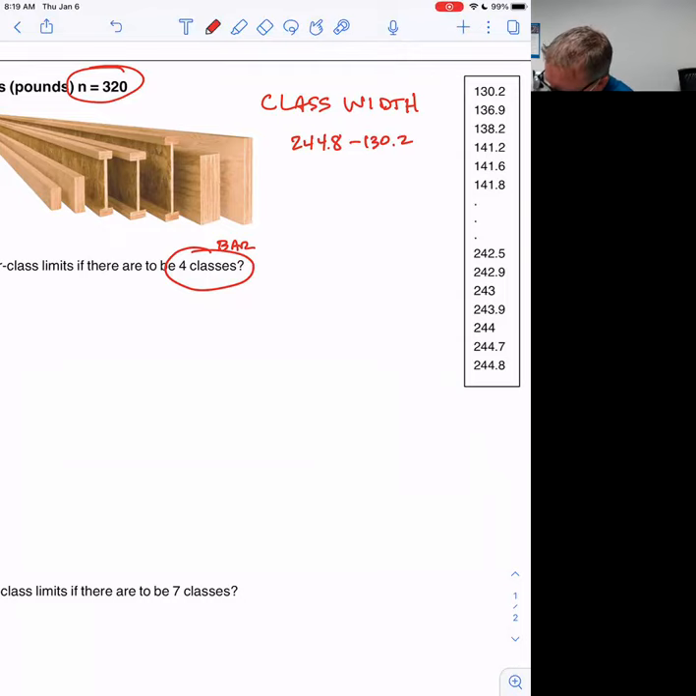And then I divide by the number of classes. 244.8 minus 130.2. So when I subtracted those, I got 114.6. That's probably what you got too. So what that means is, you understand why that's called the range?